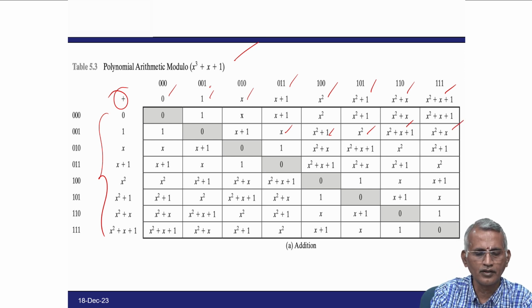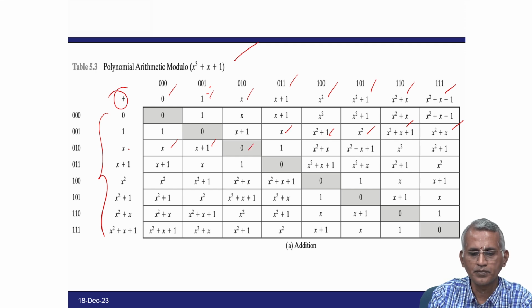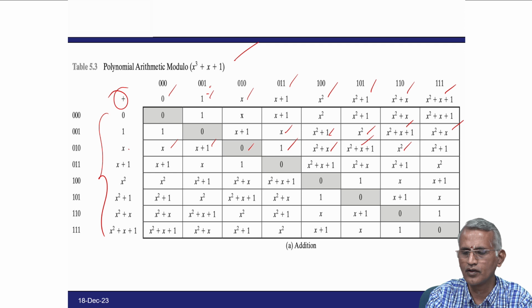Similarly, for the third row, x plus 1 is x plus 1, x plus 0 is x, x plus x is 0, x plus 1 is 1, x plus x square is x square plus x, x square plus 1 is equal to x square plus x plus 1, x square plus x plus x is x square, and x plus x square plus x plus 1 is x square plus 1.